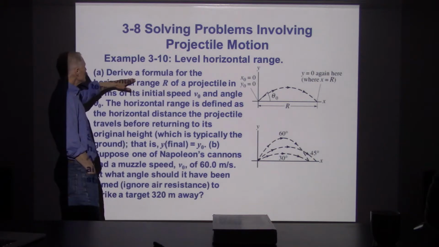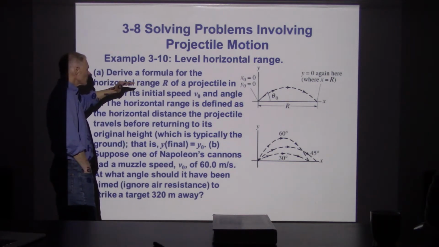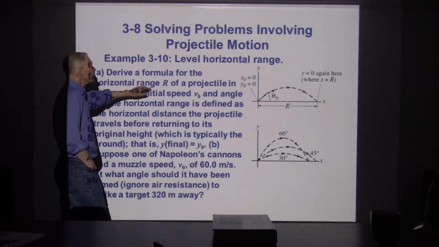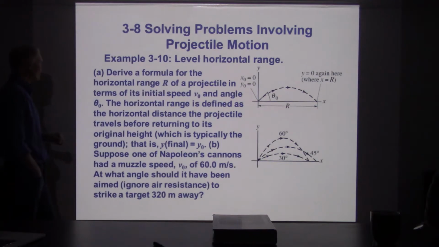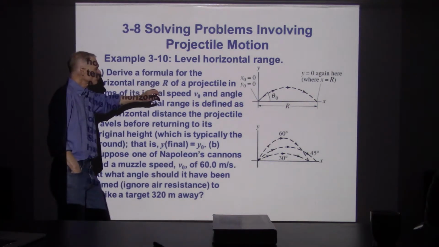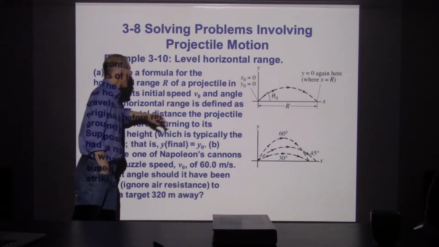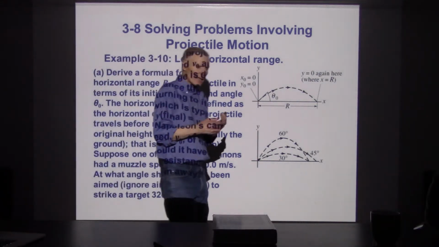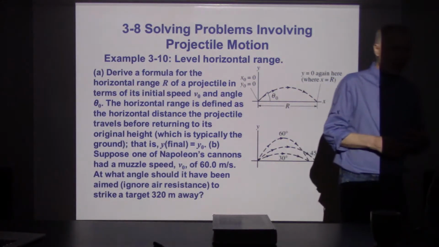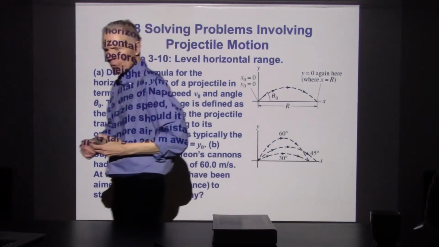And so what they want us to do is retrace those steps, and this time keep it as a formula for horizontal range of a projectile. We want the range to be in terms of the initial velocity and the angle theta naught. So we want this in terms of v naught and theta naught. Those are the values that we want our answer in terms of.